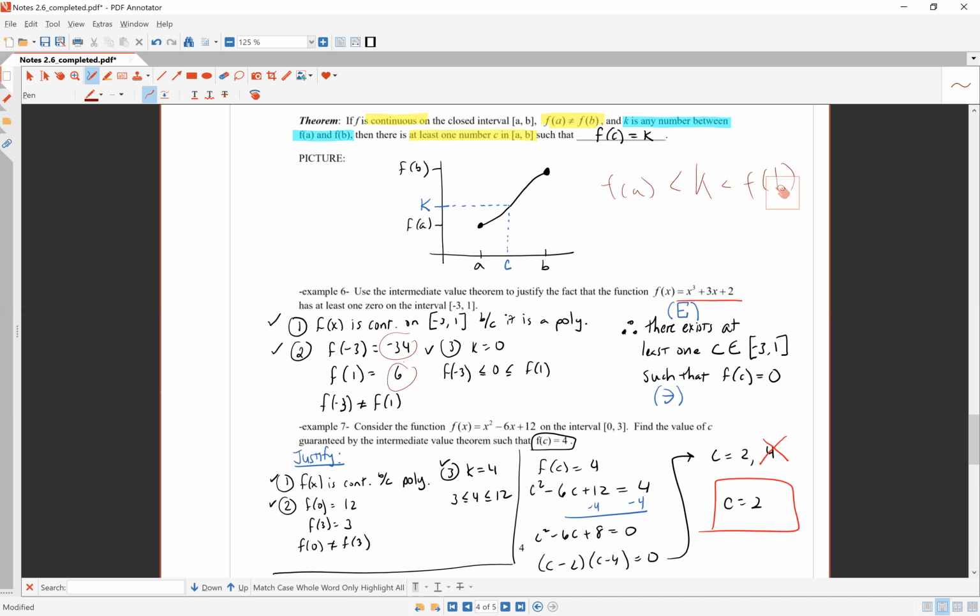6 is greater than -34. So when you're drawing the graph, you're going from second coordinate -34 to second coordinate 6. Somewhere the second coordinate has to be 0. So there's got to be some point C in the interval -3 to 1 that makes this function equal to 0. We don't actually know what it is, but we did prove there's a solution.